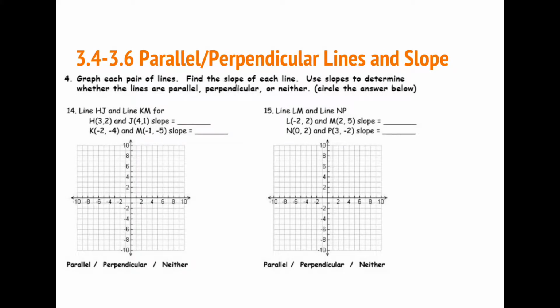All right, question 4. Graph each pair of lines. Find the slope of each line. Use slopes to determine whether lines are parallel, perpendicular, or neither. So before we get to graphing them and actually answering the questions here, let's talk about how we will know if lines are parallel, perpendicular, or neither.